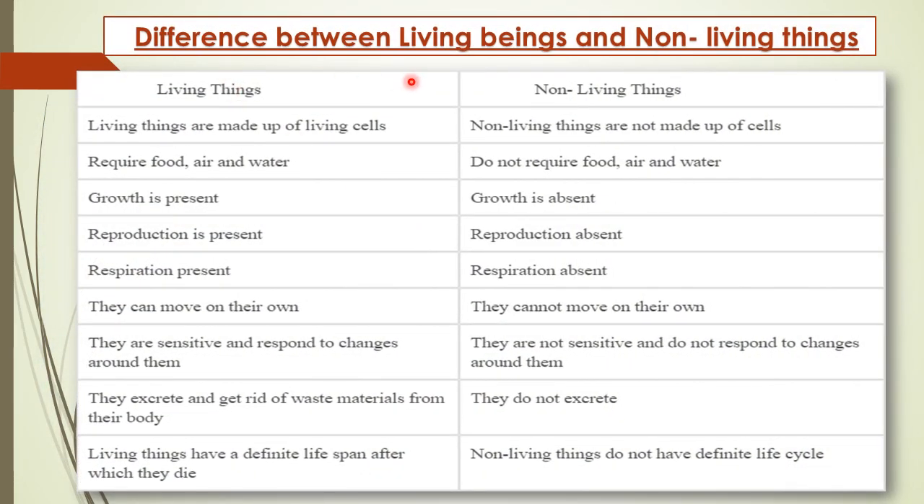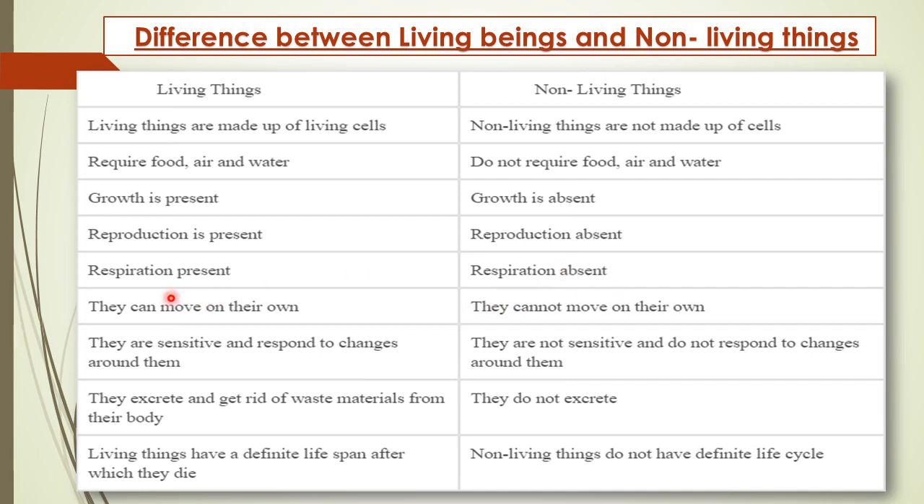Let us study the difference between living beings and non-living things. Living things are made up of living cells, whereas non-living things are not made up of cells, they are made up of atoms. Living things need food, air and water, whereas non-living things do not require food, air and water. Growth and reproduction are present in living beings, whereas non-living things do not show any growth and do not reproduce anything. In living things, respiration is present, whereas non-living things do not respire.